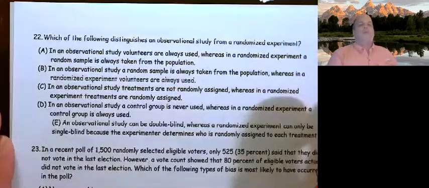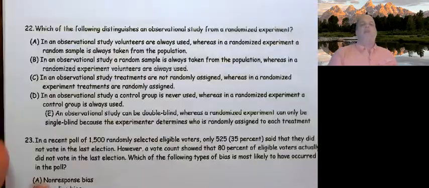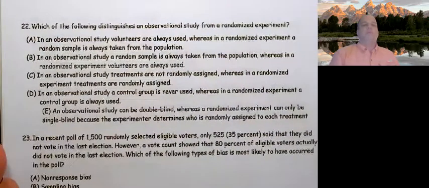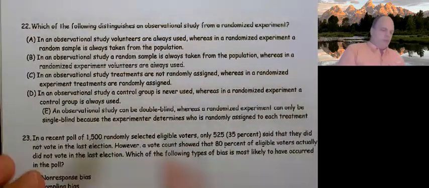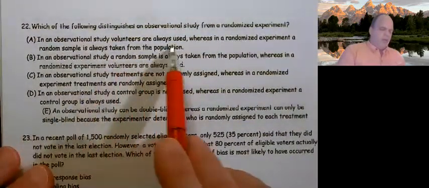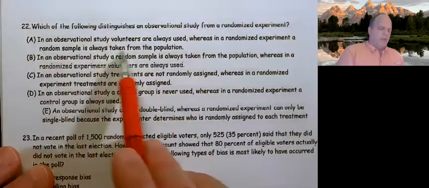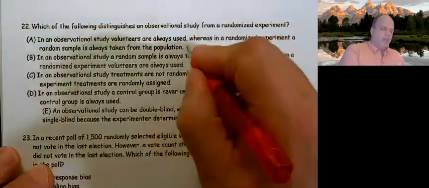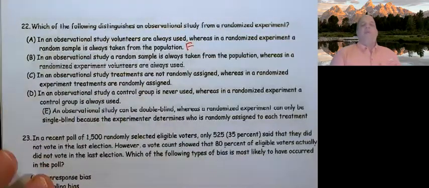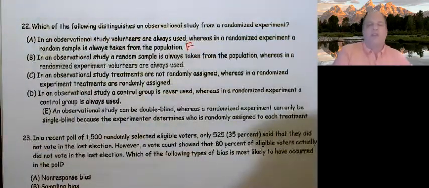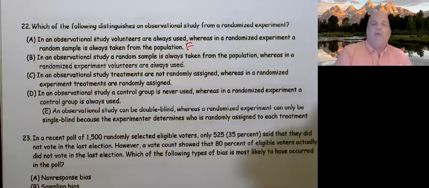Moving on, number 22. Which of the following distinguishes an observational study from a randomized experiment? In an observational study, volunteers are always used, where in a randomized experiment, a random sample is always taken. That's not always the case. Matter of fact, most of the time in experiments, we have to have volunteers. Why? I can't force you to do something. So I have to have you volunteer to be part of it.